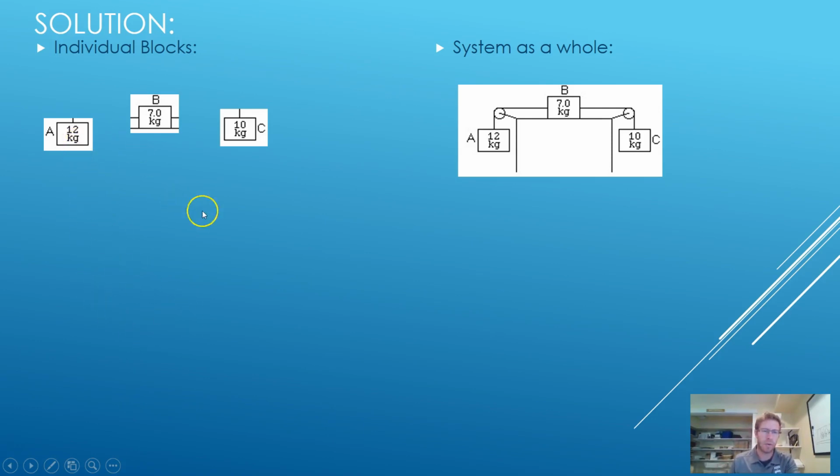Block A is where we're going to start. It has tension going up. I'm going to call the tension in this first string here T1. It has its weight going down, the weight of block A, which is mass times gravity.